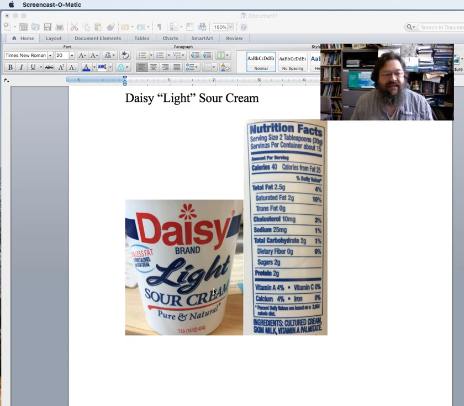It's a light sour cream made by Daisy, and it says on the side here that it's got 50% less fat. What I want to do is show you how to calculate exactly how many calories come from fat, and at the same time we'll calculate the percentage of calories from carbohydrate and from protein as well. This will give you a much better way of looking at the total fat content.